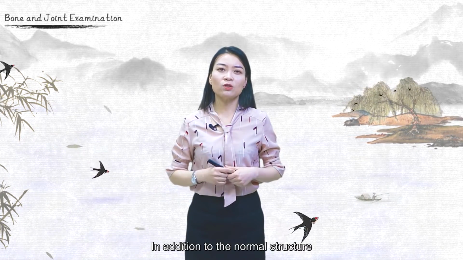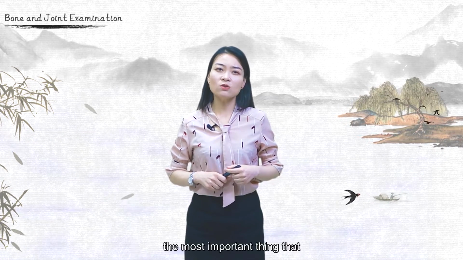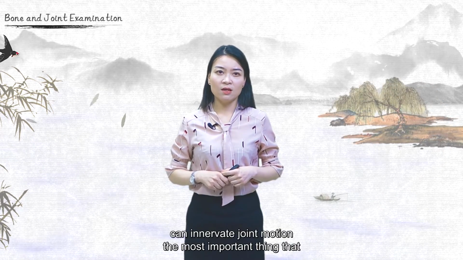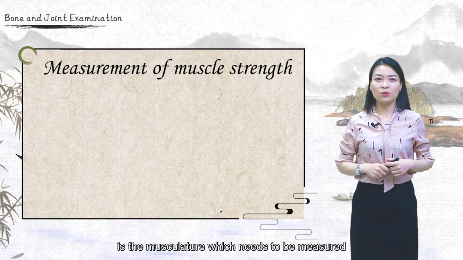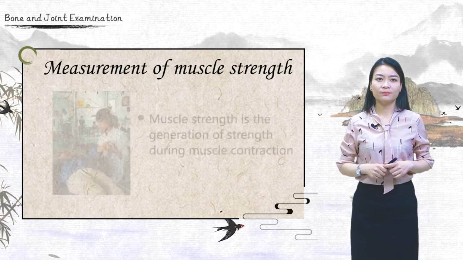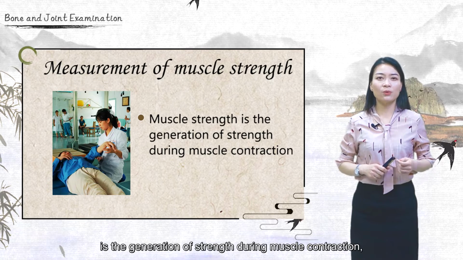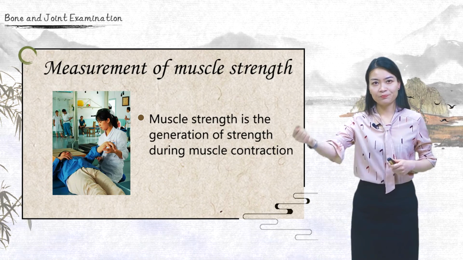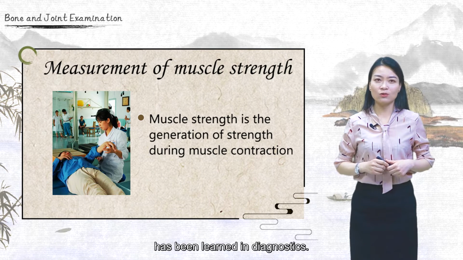In addition to the normal structure of the diaphyses and joints, the most important thing that can innervate joint motion is the musculature, which needs to be measured for muscle strength. Muscle strength is the generation of strength during muscle contraction. And the grading of muscle strength has been learned in diagnosis.